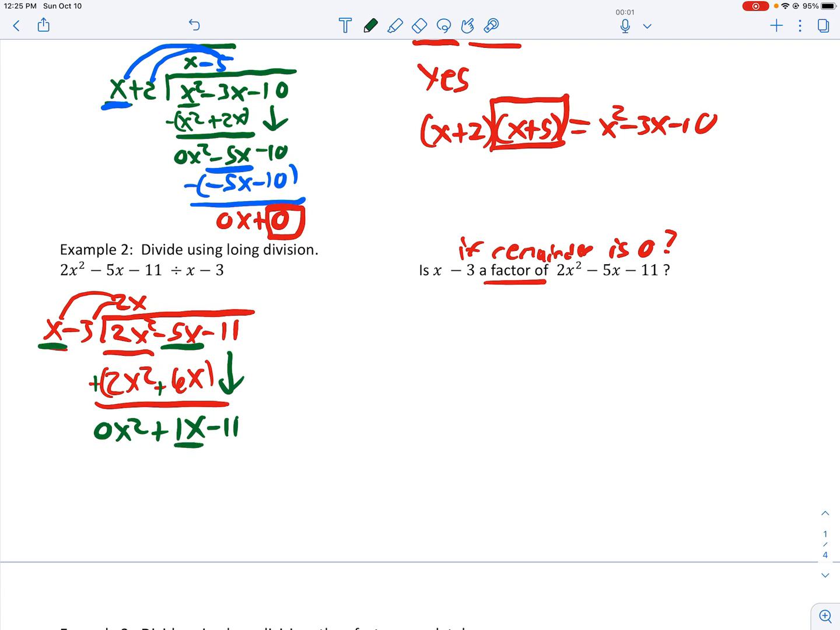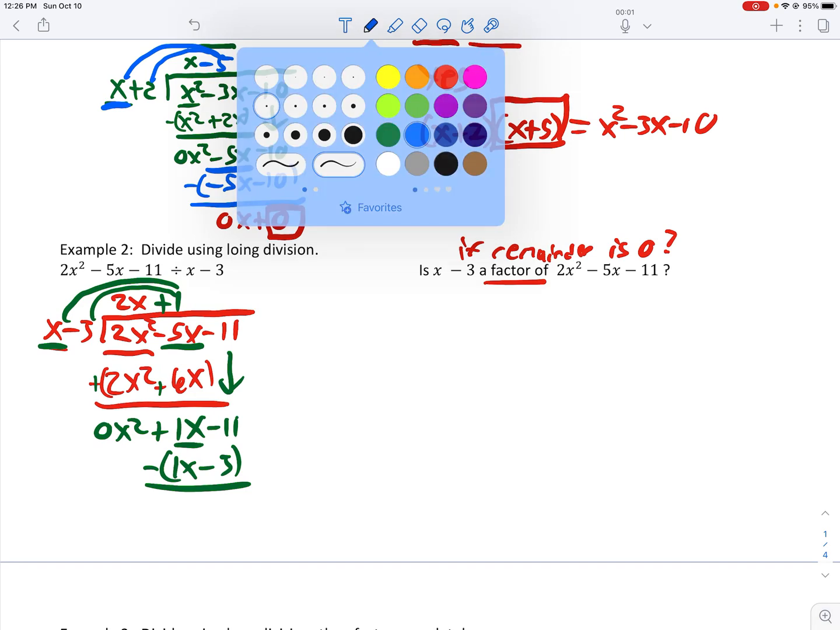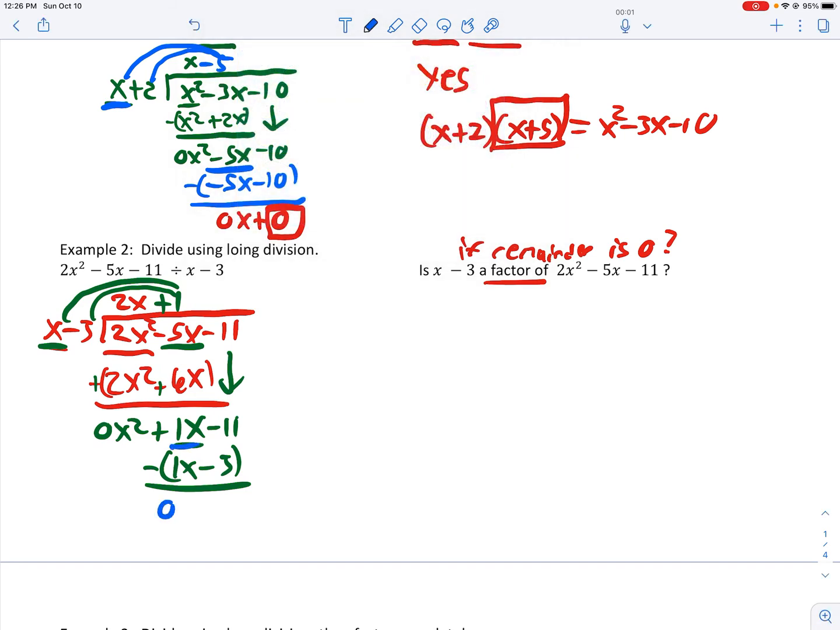X goes into x how many times? 1 time. And then again, you multiply. So 1 times x is 1x. 1 times negative 3 is negative 3. Subtract. So 1x minus 1x is 0x. Minus 11 minus negative 3, that becomes a double negative, so it becomes minus 8. So that is your remainder.